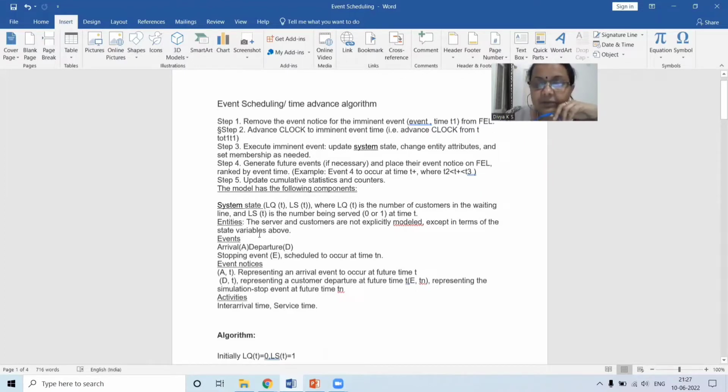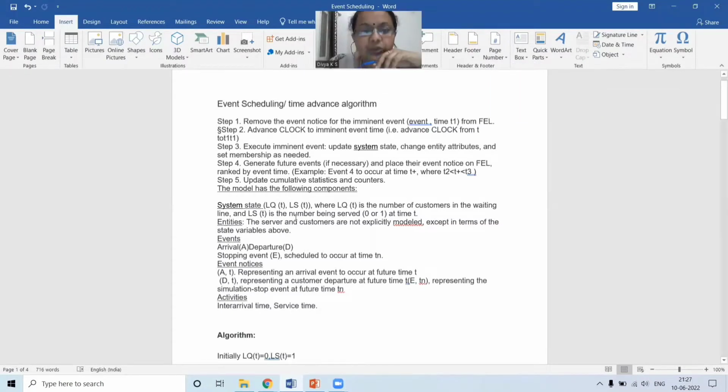That is, it will be mentioned as L of S of T or L of Q of T. Okay, so L of Q of T is the number of customers in the waiting list, and L of S of T is the number being served. So that means they are waiting for the seat, which can be 0 or 1 at the time of a particular T. That means a particular event. So these two terms have a major importance in this algorithm. While solving the problem, it will be very clear for you.